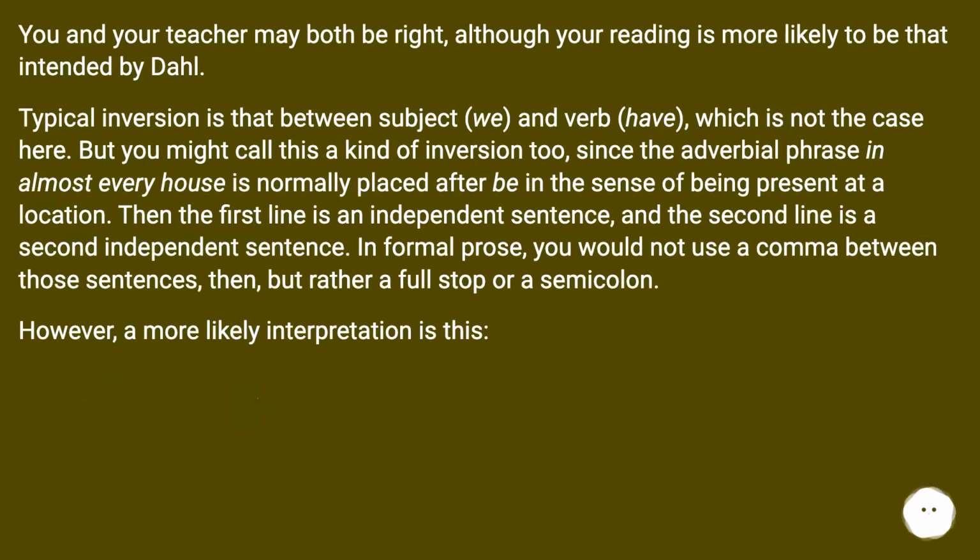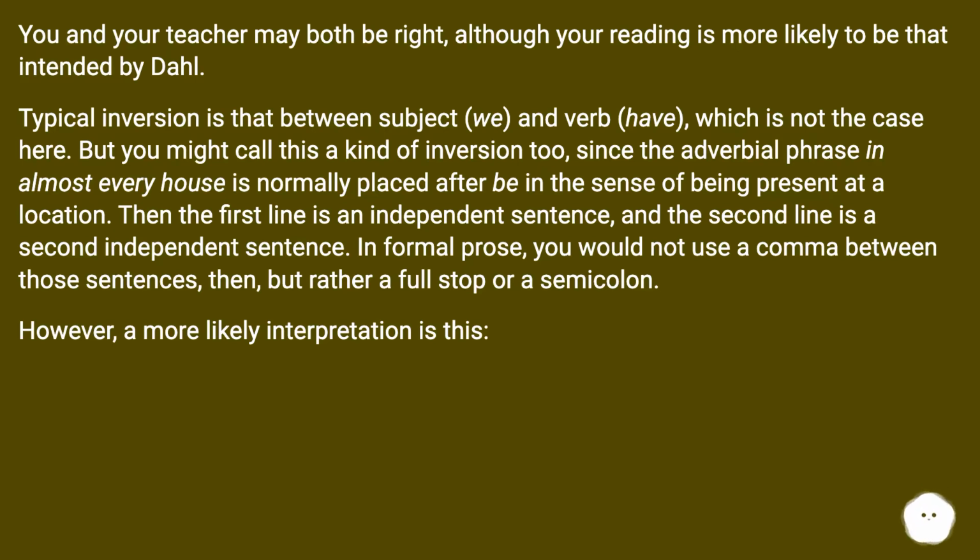You and your teacher may both be right, although your reading is more likely to be that intended by Dahl. Typical inversion is that between subject, we, and verb, have, which is not the case here. But you might call this a kind of inversion too, since the adverbial phrase "in almost every house" is normally placed after "be" in the sense of being present at a location.